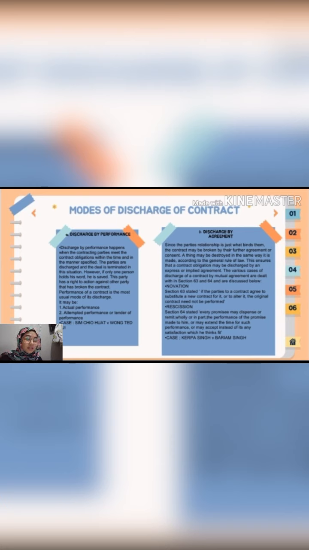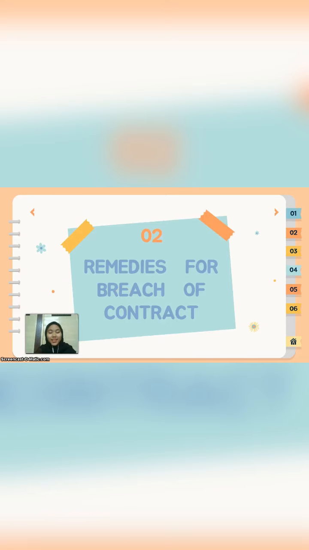In Section 64, every promisee may dispense with or remit, wholly or in part, the performance of the promise made to him, or may extend the time for such performance, or may accept instead of it any satisfaction which he thinks fit. Next, let us move on to the remedies for breach of contract.